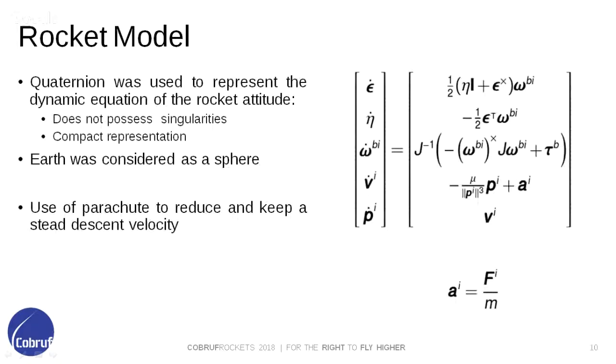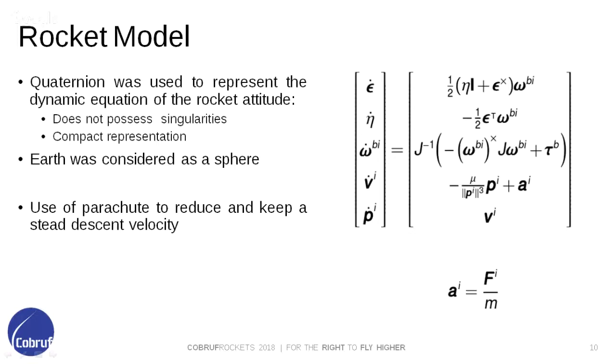Then the rocket model is presented by the following differential equations. To represent its attitude, the quaternion is chosen, which has some advantages: it does not possess singularities and presents a compact representation. Furthermore, to simplify the model, the Earth was considered as a sphere, and the rocket has a parachute to reduce and keep a steady descent velocity.